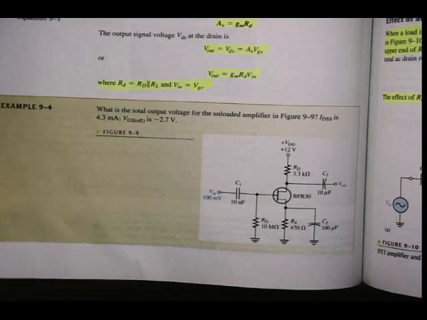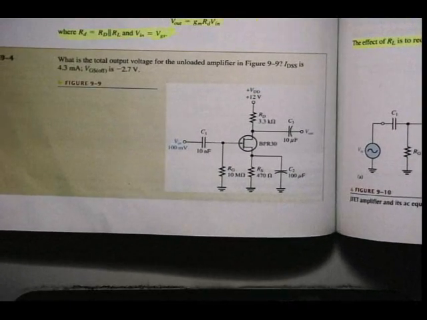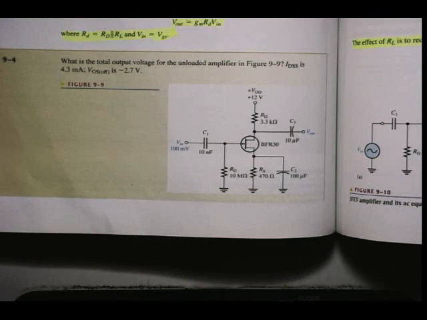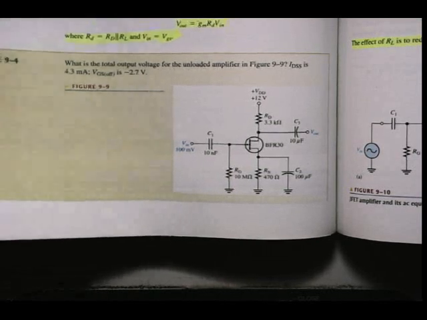But anyway, let's have a look at example 9.4. What is the total output voltage for the unloaded amplifier in figure 9.9? IDSS is 4.3 milliamps, VGS off is equal to minus 2.7 volts. Let's have a look at the solution.